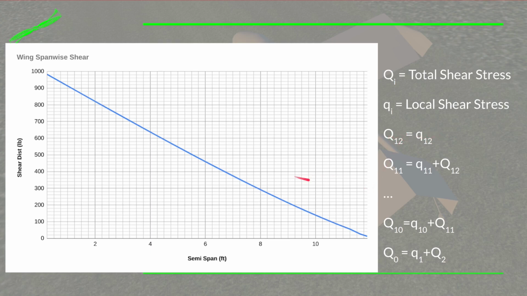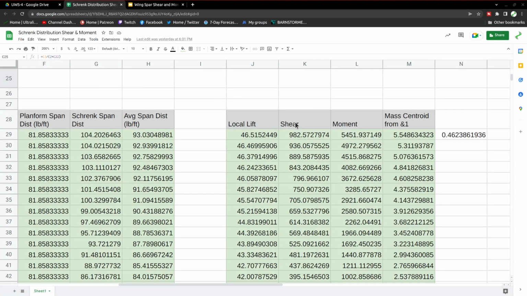Let's say you move in one section to position 11, so you're going to have the local shear at position 11 added to the total shear that's outward of that location. So you just keep doing that as you go farther and farther inward. For example, the total shear here at the fuselage is going to be the local shear at, this should be a 0, plus all the shear that's outboard of that. So back to our spreadsheet here.